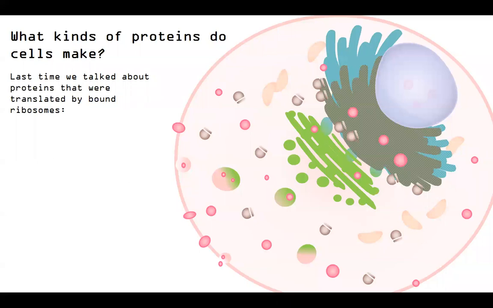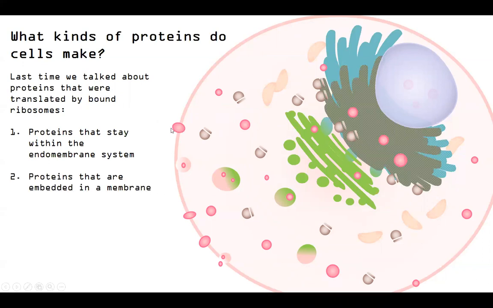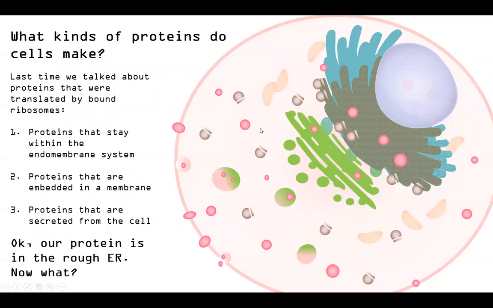So we remember, hopefully, that proteins that need to stay in the cytosol, or travel into the nuclear space, will be synthesized by a free ribosome, while things that need to be in the endomembrane system somewhere, so they need to stay there or sort there, proteins that are embedded in the membrane, or proteins that are secreted from the cell will need to be translated by a bound ribosome into the lumen of the rough ER.